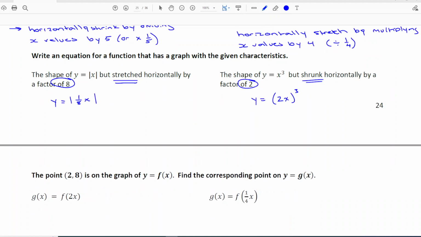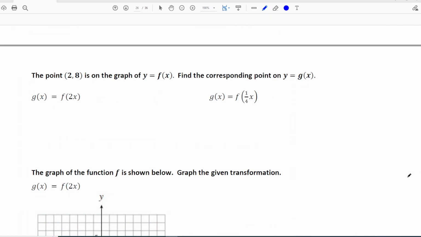Awesome. Moving on. So now what we're going to do is get into the actual transformation of points. So I'm going to give you a point like 2, 8, and I'm going to ask you to find the corresponding point on the transformed graph. So for this one, what is this 2 going to make me do? Well, this is going to be a horizontal shrink, which means I'm multiplying by a half or I'm dividing by 2. So I'm going to take that x value and divide it by 2 and get a new point, 1, 8.